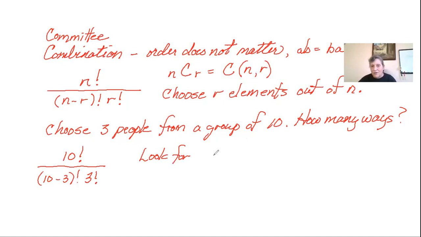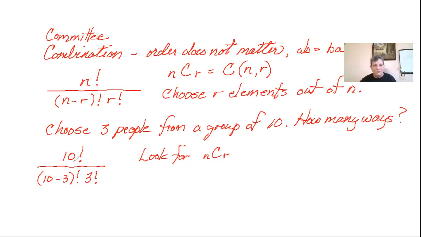Look for these notations. On the TI-30XS, the nCr is the second function over the 8. So I have to hit the second function and 8.